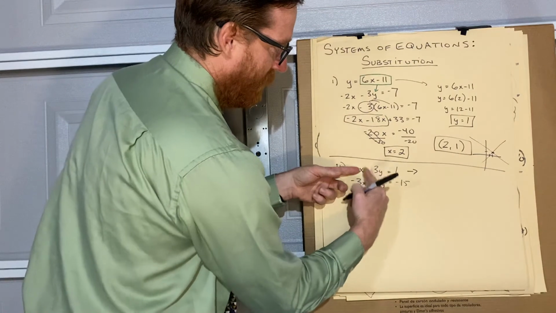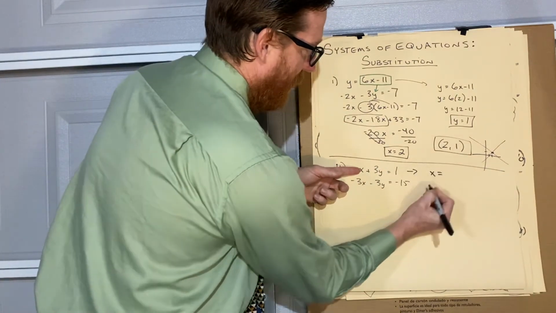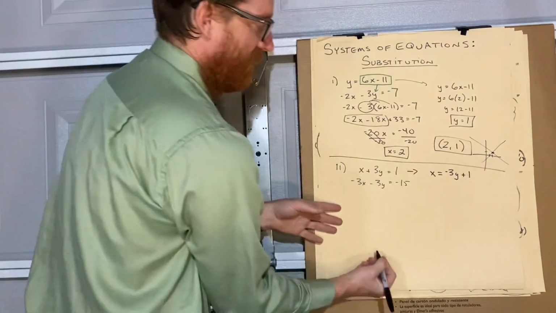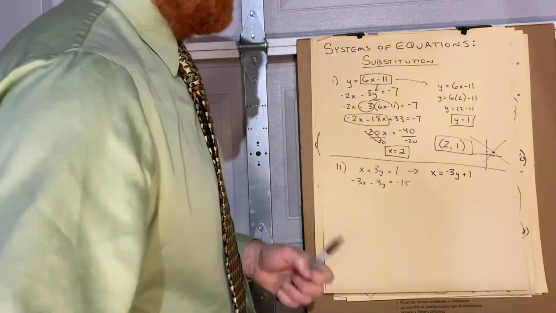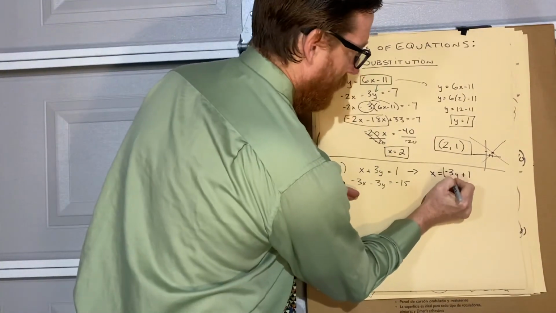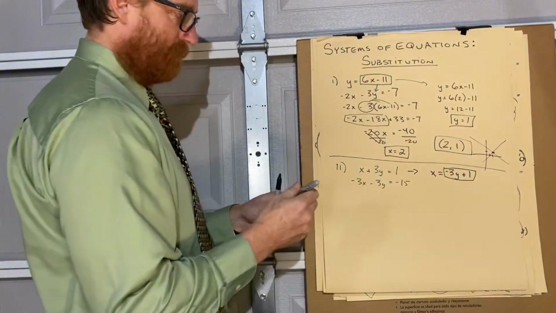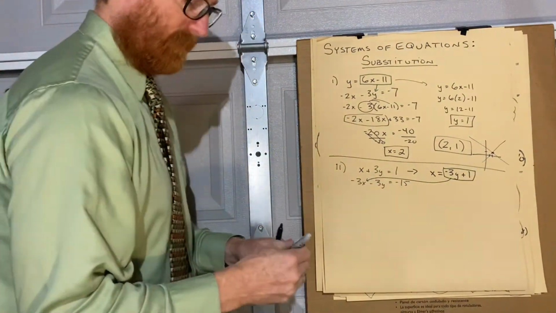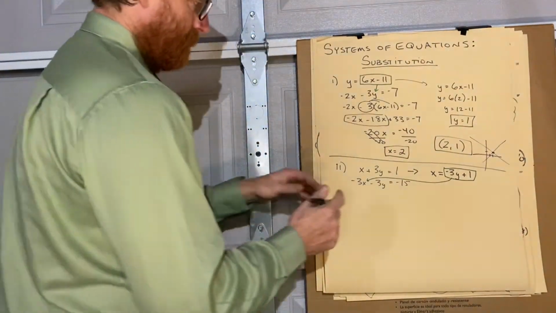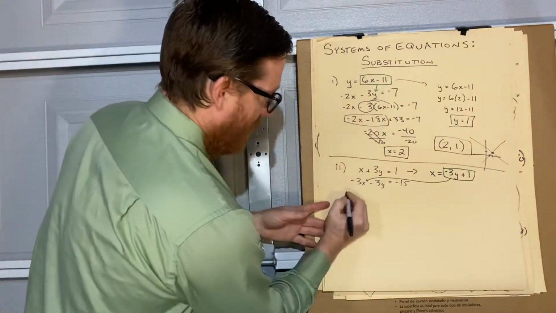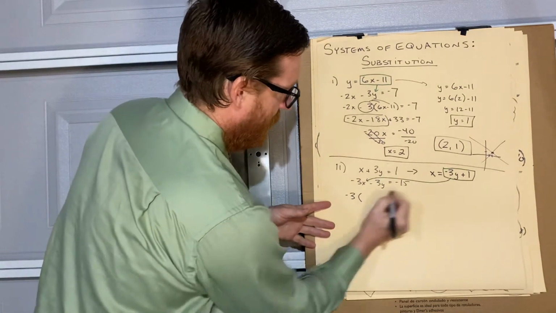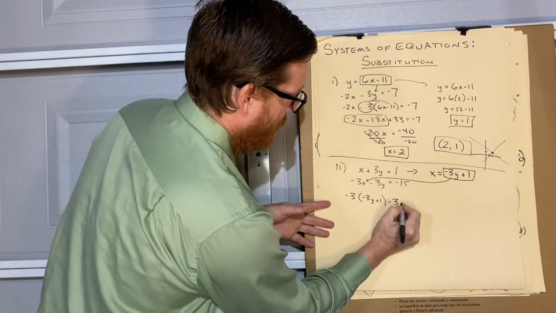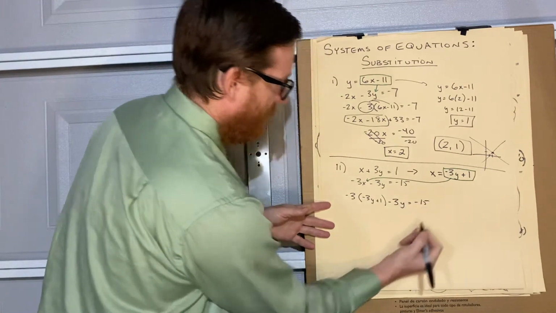So if I move the 3y to the other side, I'll be left with x equals negative 3y on the other side of the equal sign, and a positive 1 is still there. So now I have that idea of x equals negative 3y plus 1. I'm going to plug that in for x in the other equation. Ends up being a lot of writing, but when I do this, I get negative 3, and then the x value is going to be negative 3y plus 1. Then I continue on this equation. That minus 3y equals negative 15.